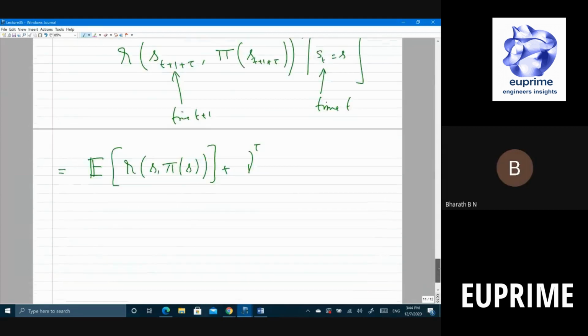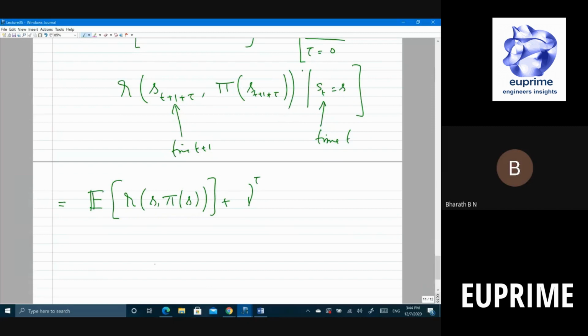So now instead of s t, you have s t plus 1. At time t, you are in S. At time t plus 1, you are in s of t plus 1 plus tau. That's what we have. Now in between, there could be several states that you can reach, and then from there you can go to this particular state. So the question is, how do you write that?